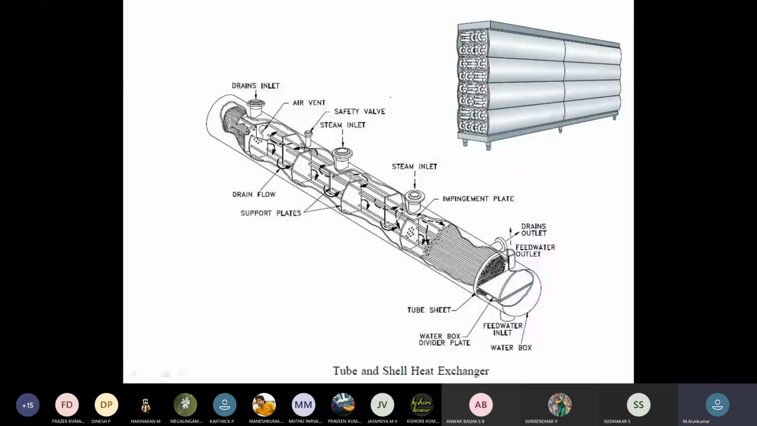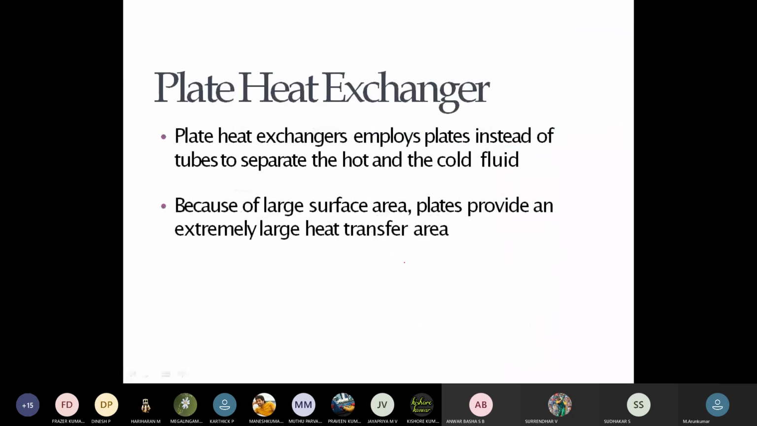We have drain inlet, then safety valves, then steam inlet, then air vent, then steam inlet, then tube sheets, then water box, dryer plates. So actually these are the arrangements of the tube and shell heat exchanger.